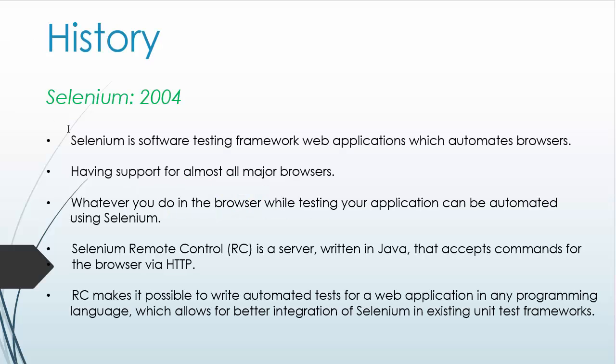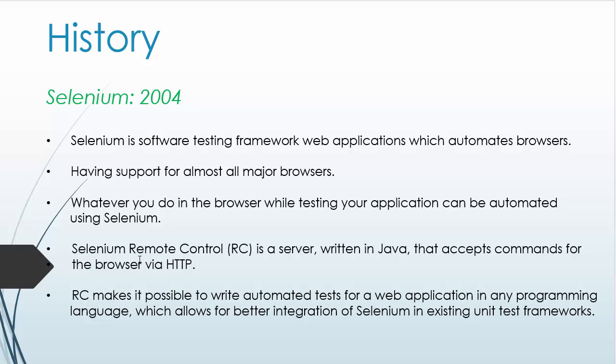It was in 2004 that Selenium was introduced. Selenium was basically a software testing framework which automates the browsers. It had support for almost all major browsers, and it was introduced as Selenium 1.0. Basically it can do all the things you do in manual testing of web applications. And later, with some modification, it was termed Selenium Remote Control.